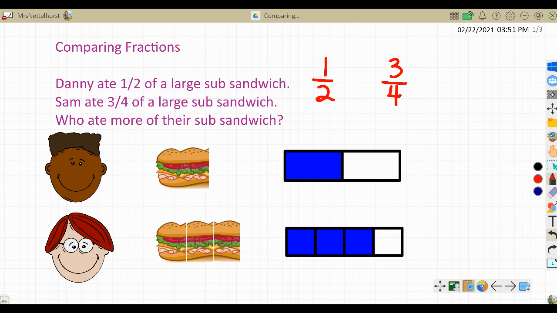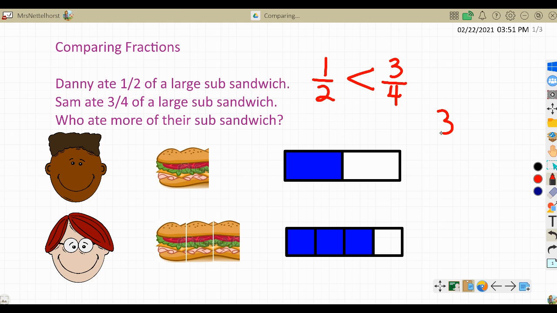So the bigger fraction is 3/4. So I'm going to put 2 dots by 3/4 because it's bigger. I'm going to put 1 dot by 1/2 because it's smaller. And then I'm going to connect the dots. I don't want to close the triangle. I just want to connect the dots to make my symbol. This is the less than symbol. So I read it as 1/2 is less than 3/4.